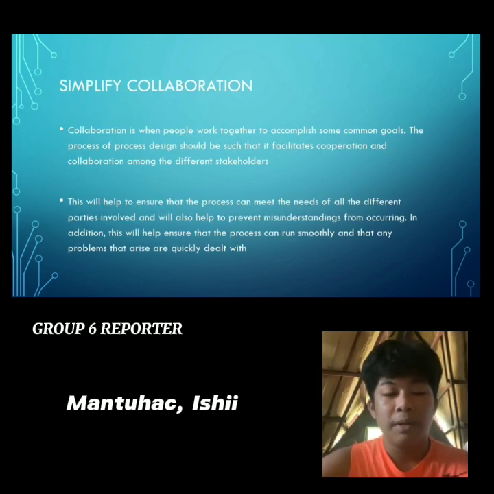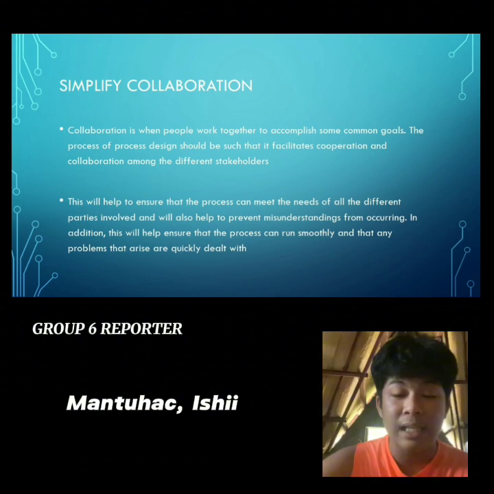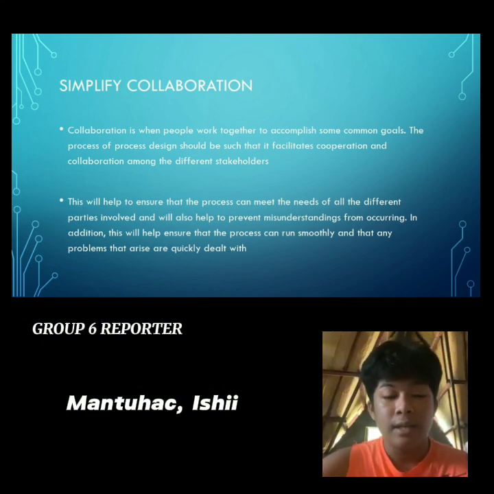Simplify collaboration. Collaboration is when people work together to accomplish some common goals. The process design should be such that it facilitates cooperation and collaboration among the different stakeholders. This will help to ensure that the process can meet the needs of all the different parties involved and will also help to prevent misunderstandings from occurring.